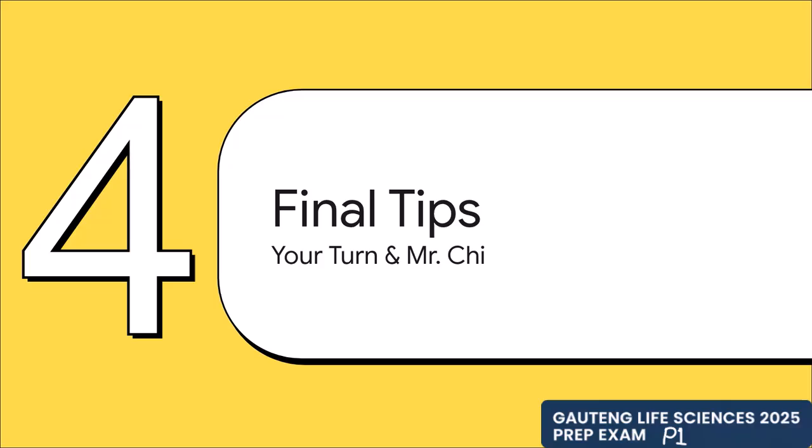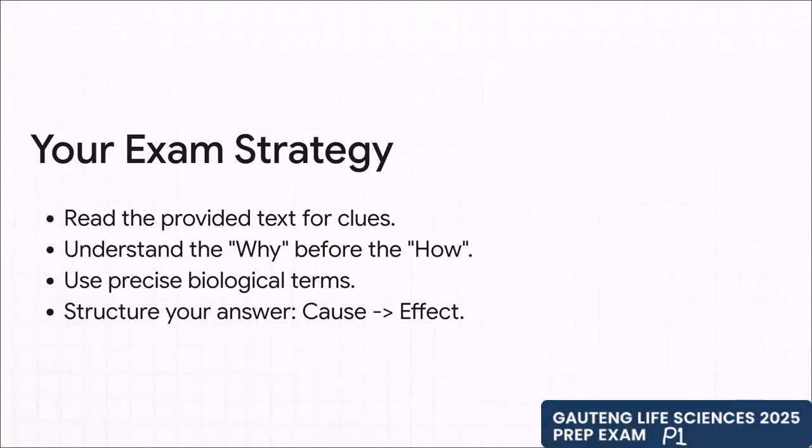Now, before we wrap up, let's do a super quick recap of the strategy, because honestly, you can use this approach for pretty much any big explanation question. So here's your game plan, your personal cheat sheet. Number 1, always read the text they give you for clues. 2, make sure you understand the why before you even try to explain the how. 3, use those precise biological terms like biconcave and retina. They matter. And finally, number 4, structure your explanation as cause, then effect. Seriously, that framework is your ticket to a perfect answer.